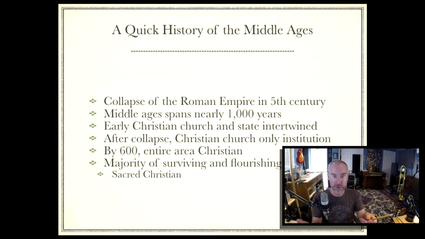The smartest people in Europe became priests, and then those priests learned how to write, and then they would write books and stuff. Of course, after the collapse of the Roman Empire, that's basically like the government falling apart. Only the church was left. By the year 600, the entire area of Europe was pretty much Christian. And the majority of surviving and flourishing music is from the church. And we have a word for this, and the word is sacred.